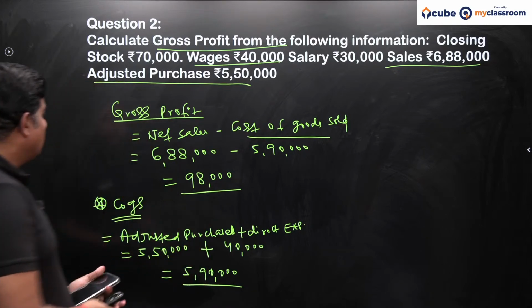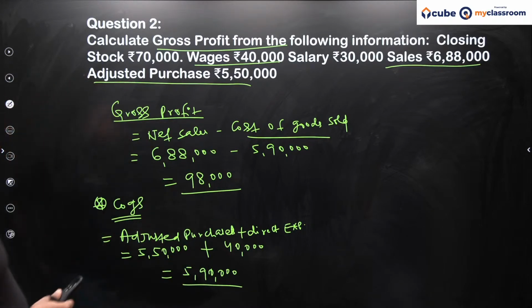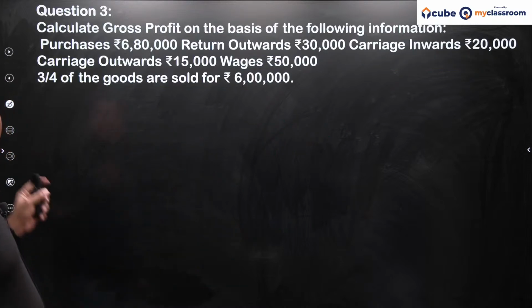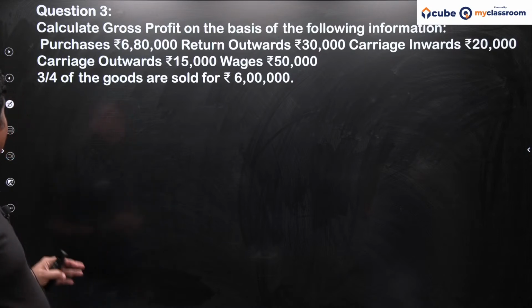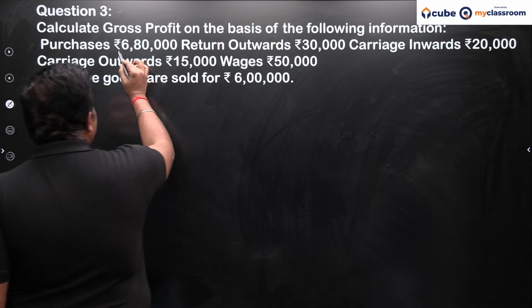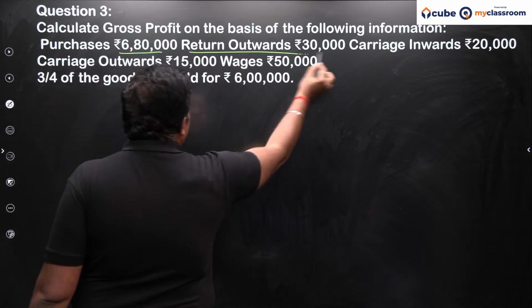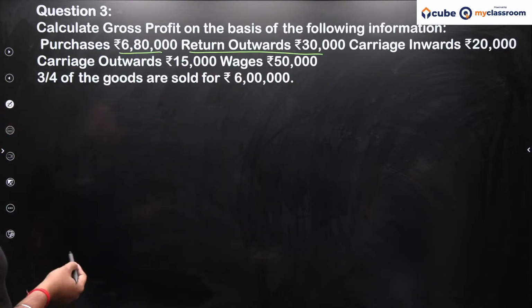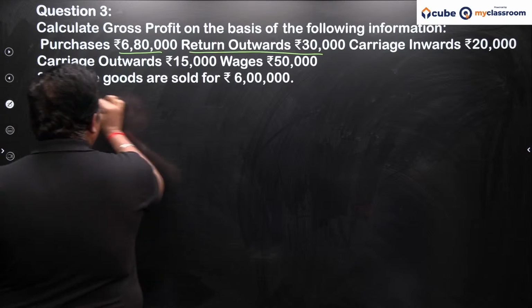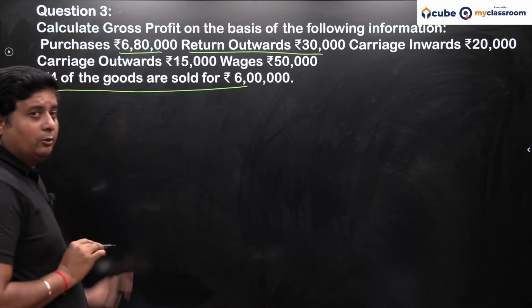So this is your gross profit. All right. Next one is: calculate gross profit on the basis of the following information. Purchases we have been given as 680, returns outward is given as 30,000, carriage inward is given, carriage outward is given, wages is given, and it is given that 3/4 of the goods are sold for rupees 6 lakh. Very good question.